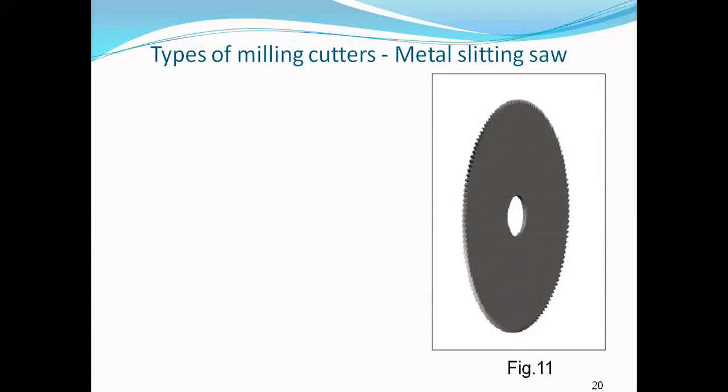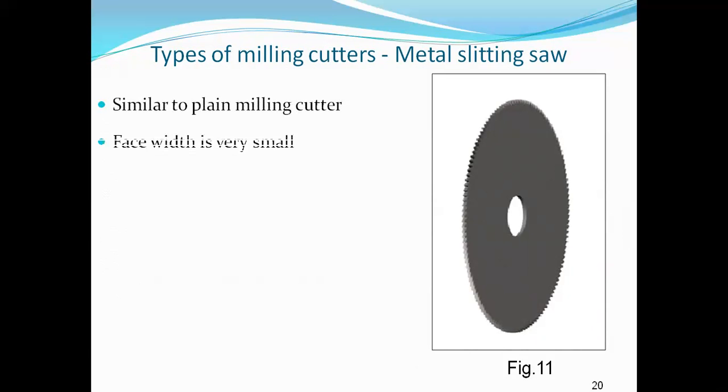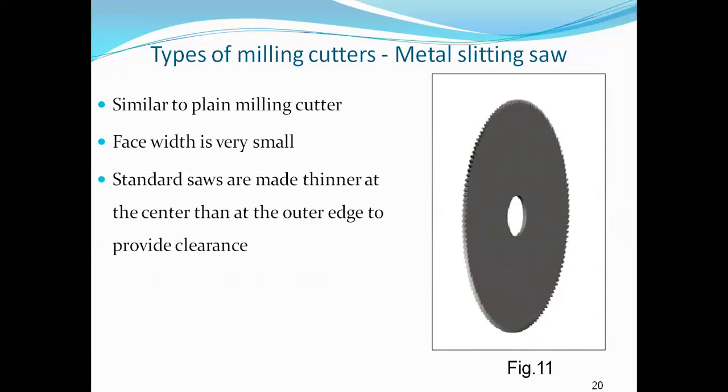Next, metal slitting saw. Generally, we observe this type of saw in outside workshops. It is similar to a plain milling cutter, but its face width is very small. So these are the cutting edges of the milling cutter. It looks the same as the plain milling cutter, but the face width is very small.